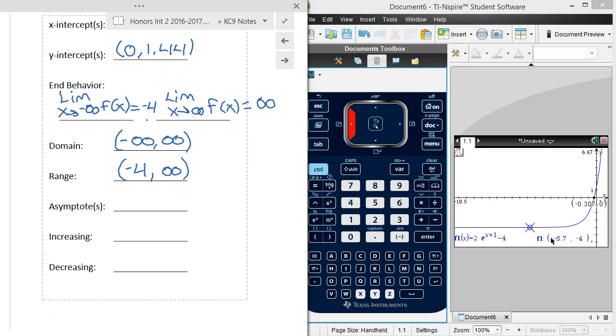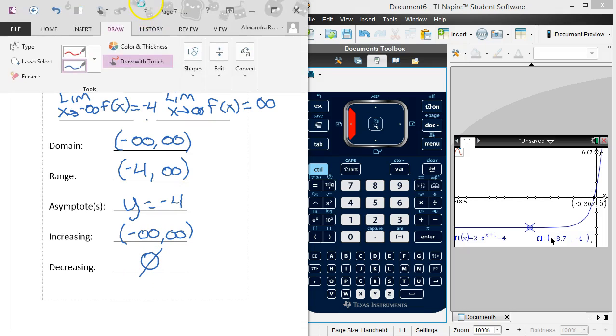My asymptote, well, again, my end behavior, my range, all of these things are approaching negative 4 in my y value. So y equals negative 4 is my asymptote. The graph is never going to get below that line. And then, is it increasing or decreasing? It is increasing the whole time. It is never decreasing.